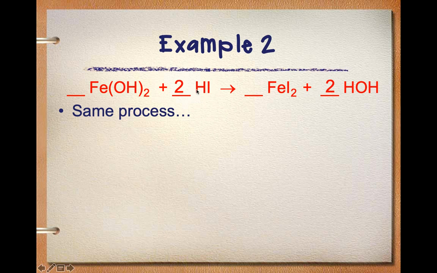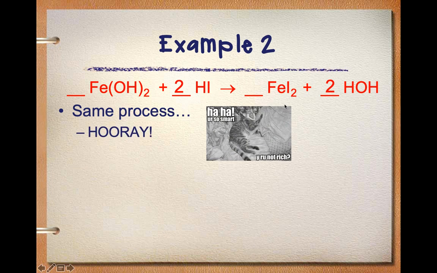Now I've got 2 alone H's. 2 I's now because I put this 2 in front. Oh, but I already had 2 I's. So then that means I'm balanced. So 1 Fe, 1 Fe, 2 group OHs, 2 group OHs, 2 alone H's, 2 alone H's, 2 I's, 2 I's. We did it. Yay, we're so smart.